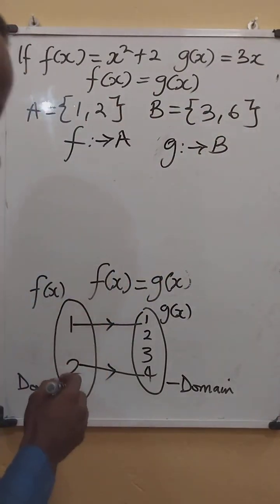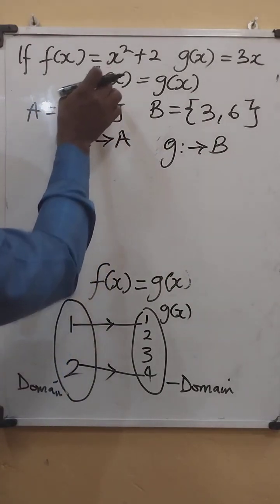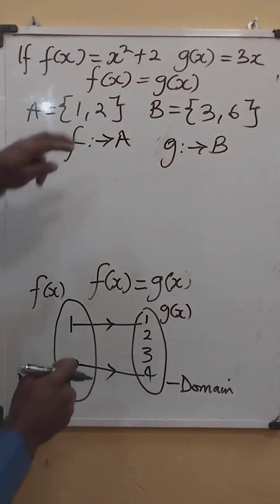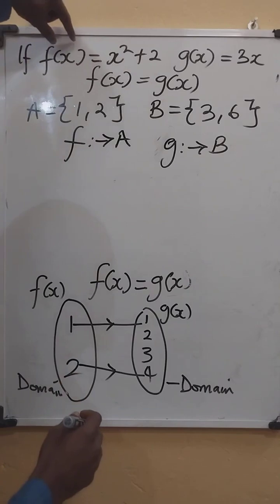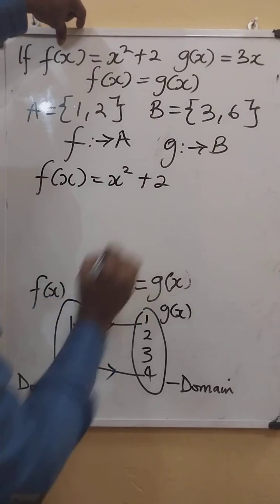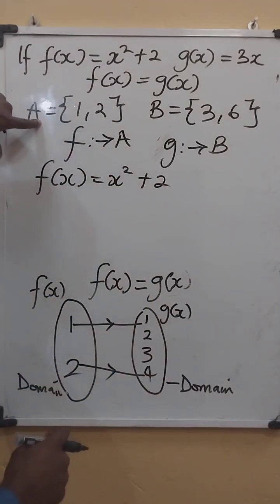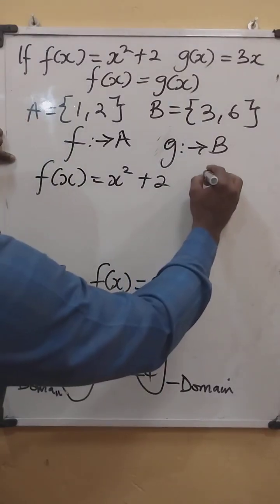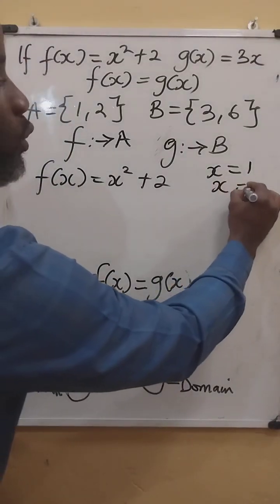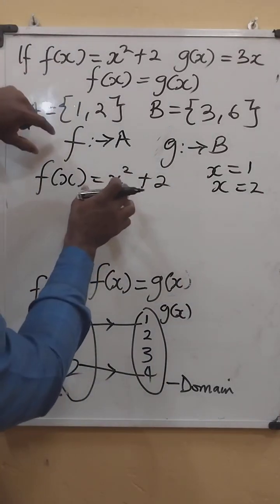So what you are going to do now is to substitute the value of the domain into the function f of x and g of x. So in this case, you are told that f is equal to x squared plus 2. And one of the elements in this part is actually what? x is equal to 1. And the other element is what? x is equal to 2.